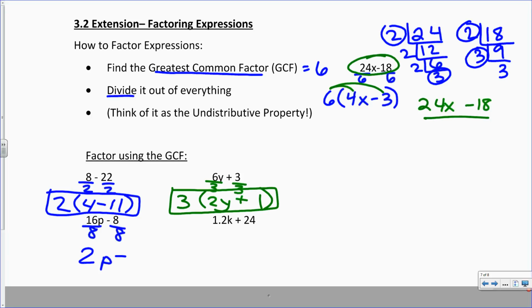Minus, because I have a subtraction sign, and 8 divided by 8 is 1. So now I have factored out an 8, so I will write an 8 in front to show that that's what I factored out, or undistributed. Okay, let's look at the next one.